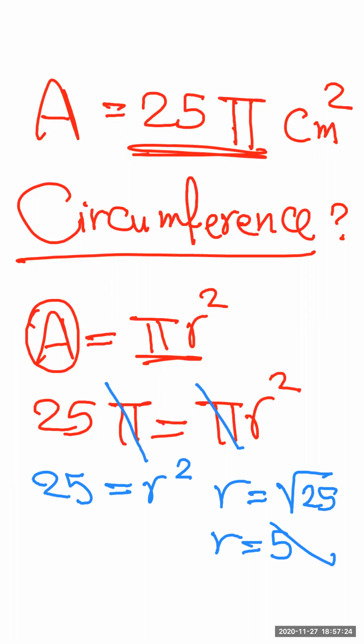Then I can get the circumference. Circumference equals, the rule is 2 times pi times r. So it will equal 2 times pi times 5, so it will equal 10 pi.